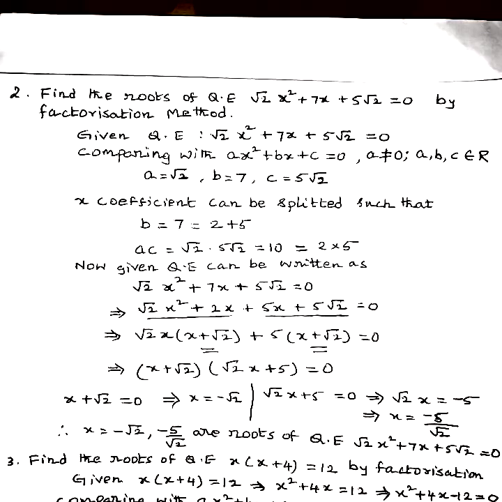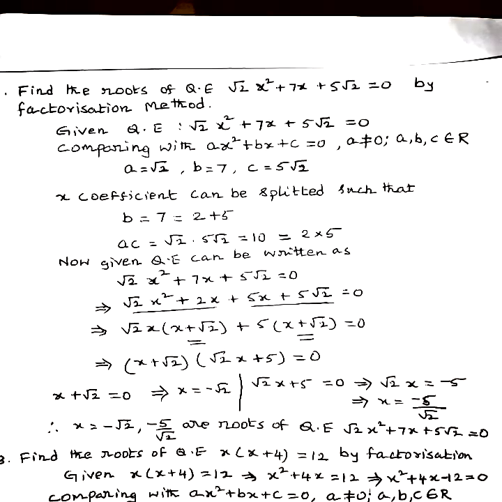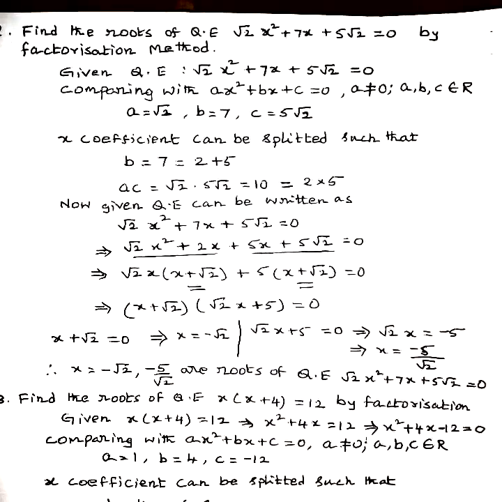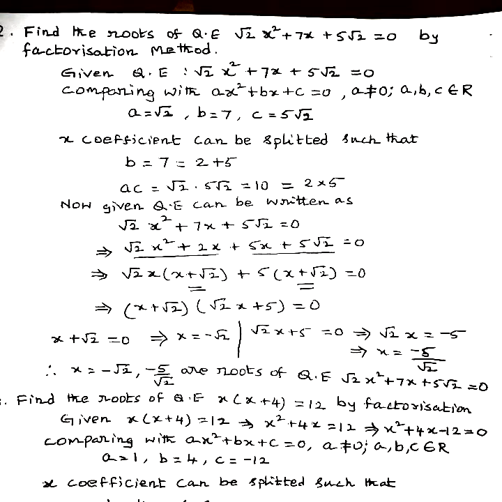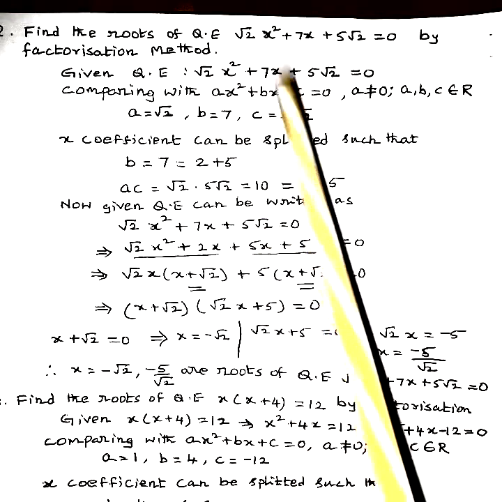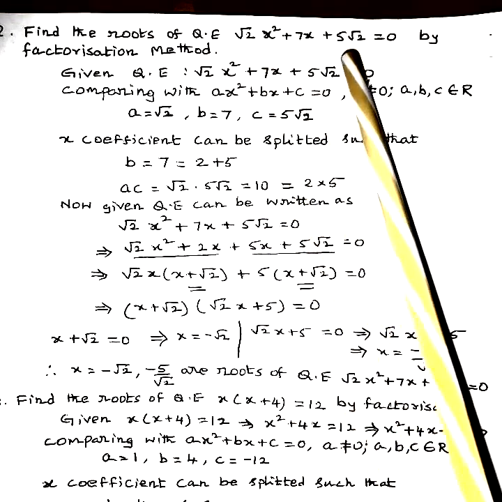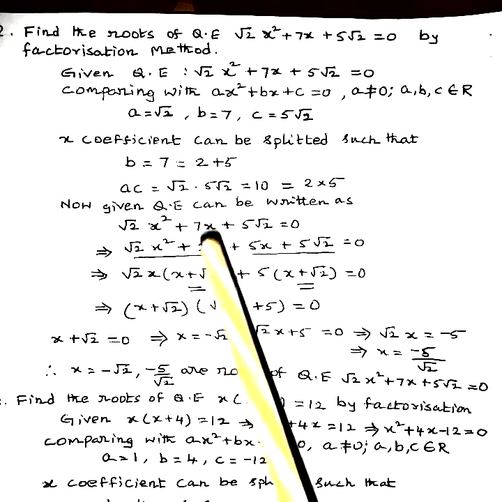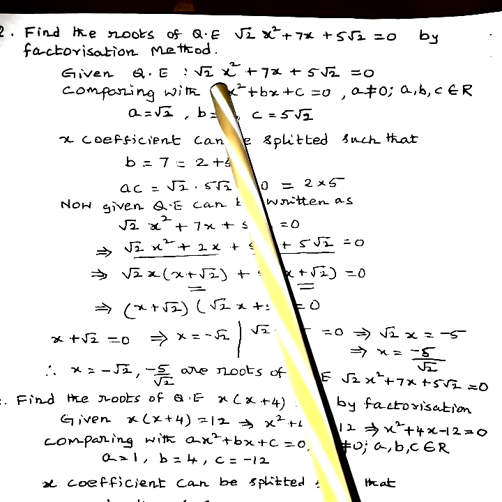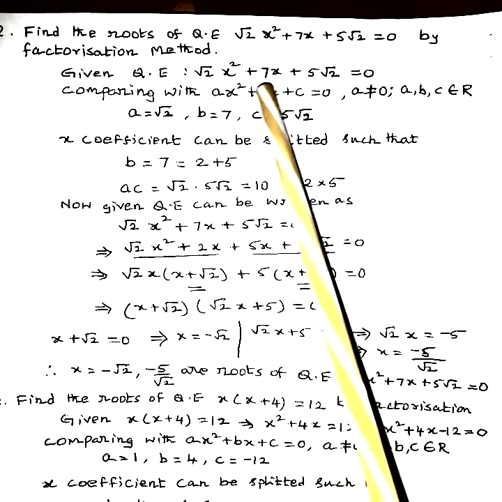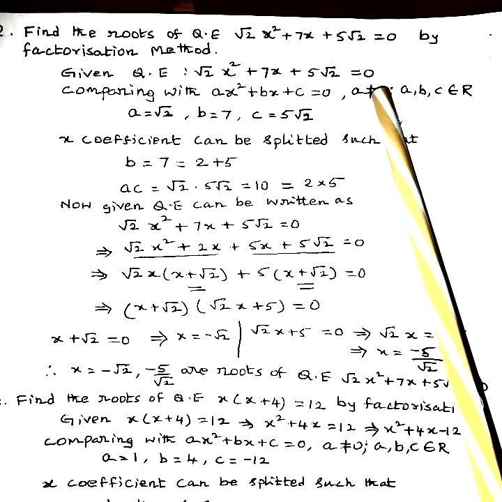Now we consider another problem. Find the roots of the quadratic equation root 2 x square plus 7x plus 5 root 2 equal to 0 by factorization method. Given quadratic equation is root 2 x square plus 7x plus 5 root 2 equal to 0.